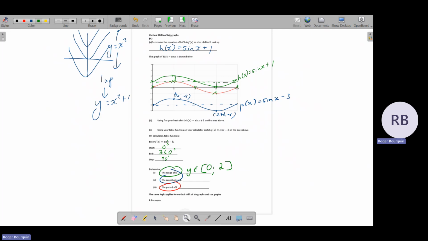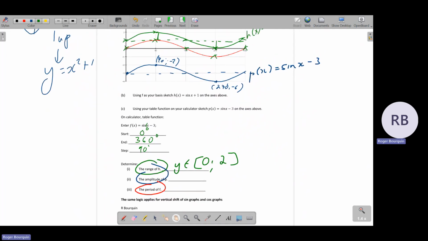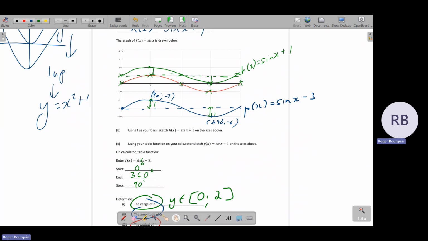What is the amplitude of P? And what is the period of F? Okay, so what's the amplitude of P? Simple. P is the blue graph. So the amplitude is the distance from your middle line to the minimum. What's that distance, guys? This was -3, this is -2, that's -4. You're traveling 1 unit. All of these graphs have got the same amplitude. The amplitude hasn't changed.